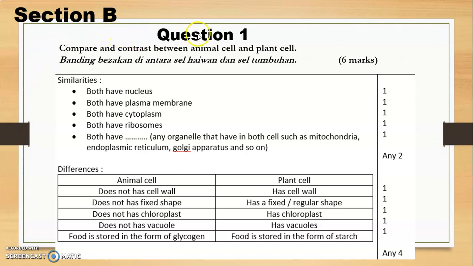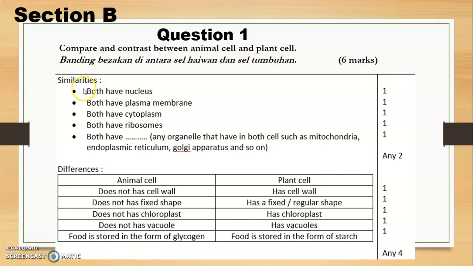Okay, so we go to question 1. Compare and contrast between animal cell and plant cell. When the question says compare and contrast, you have to give the similarities and also differences, because of the 6 marks. So you have to give about 2 similarities and 4 differences.